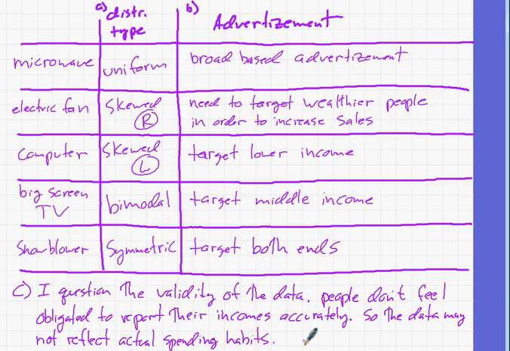And for part C, it asks you to discuss and comment on whether you think the information is valid, which is always an incredibly important question for any work in statistics. And in this particular case, I actually questioned the validity of that data. I think with these little warranty cards, people don't feel particularly obligated to report their incomes accurately. They could put down anything. Today I feel like a millionaire, they put down whatever they feel like. So it really may not reflect actual spending habits from that particular income level.